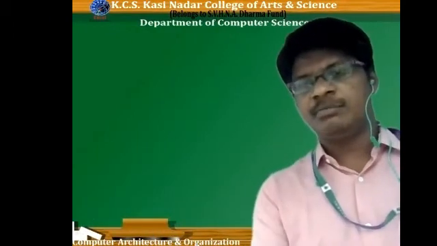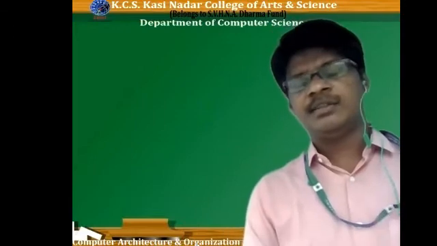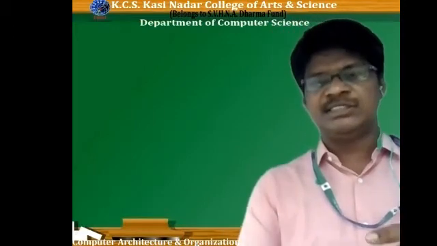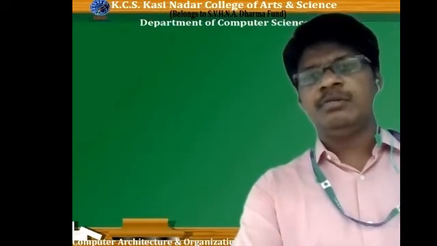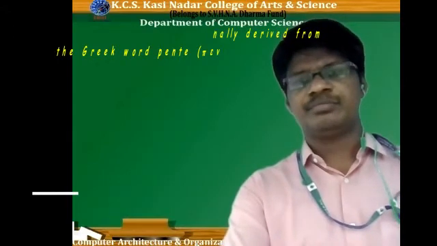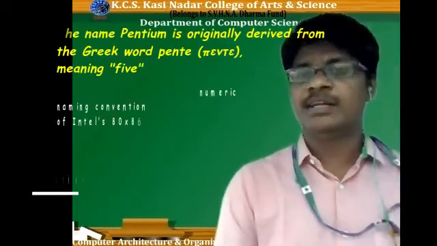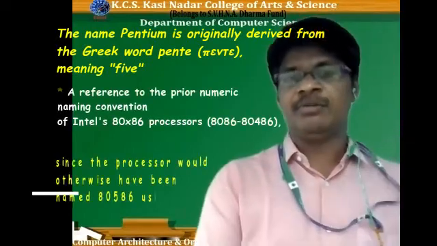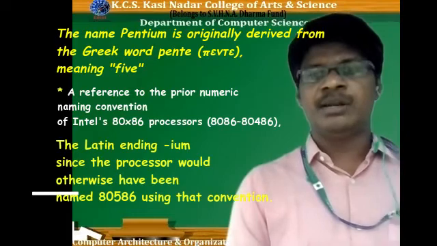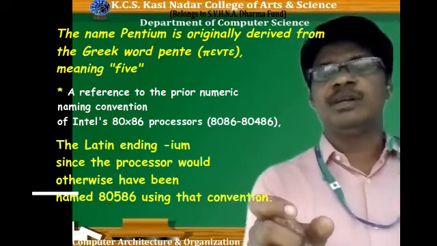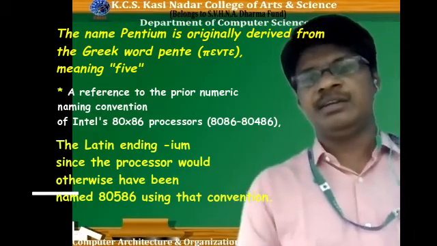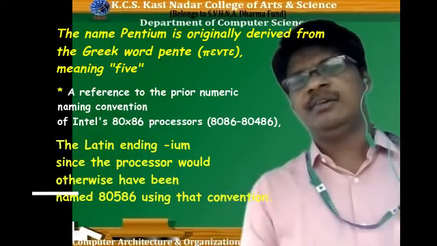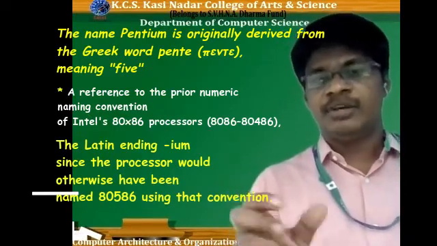Now they were named Pentium I, Pentium II, Pentium III. With the internet and the coming of user-friendly operating systems, they thought this number series would not popularize the processors in the world, so they named it Pentium. The name Pentium is derived from the Greek word penti, meaning 5. Pentium means 5, because prior to this processor we had 5 processors: 8080, 8086, 80286, 80386 and 80486.